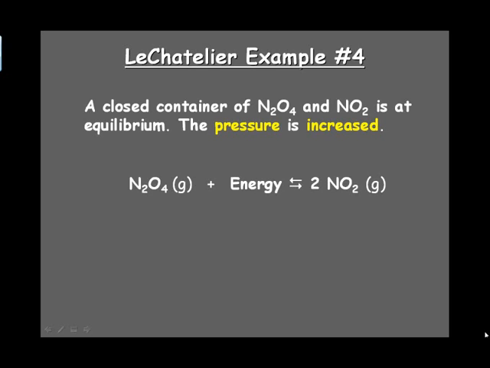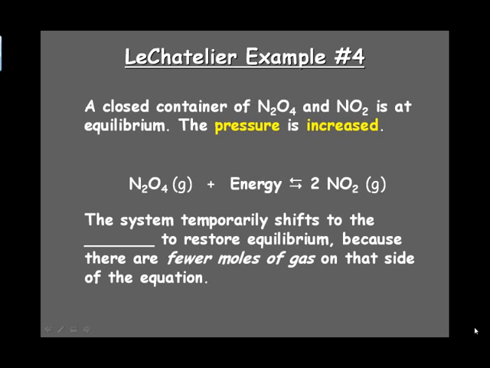Now the opposite would occur if you decreased pressure, and so you had a larger volume, then the reaction is going to shift in the direction producing the greatest number of moles. Now, if the moles are equal on both sides, you look at the coefficients and there's 2 moles on one side and 2 moles on the other side, and you change the pressure, increase or decrease, you will see no change in the system. There will be no shift at all. So in this particular case, the system temporarily shifts to the left in order to restore equilibrium because there are fewer moles of gas on that side of the equation.